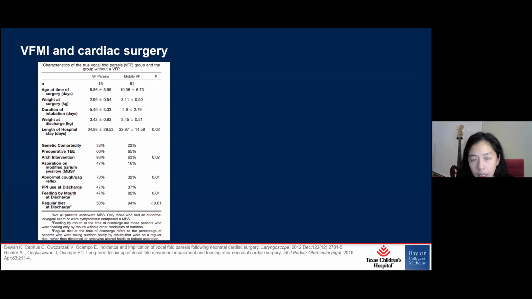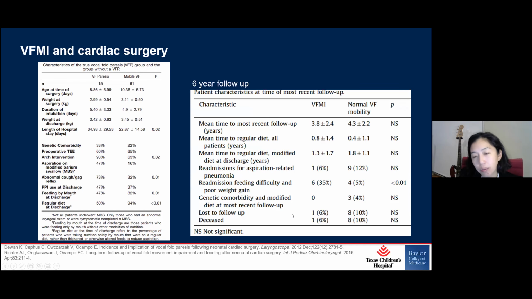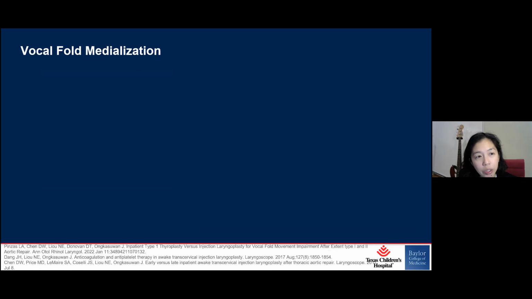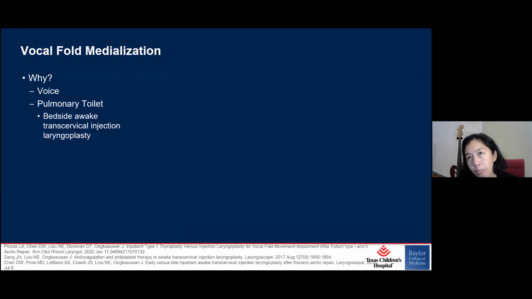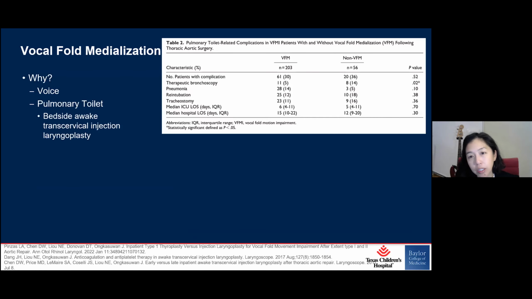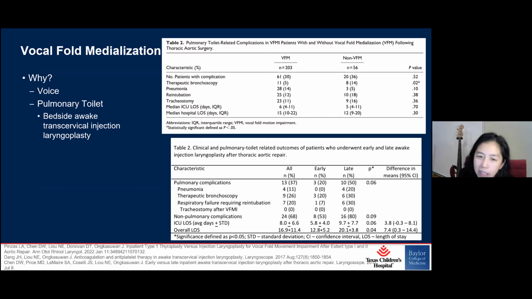This is again, in our cardiac population, we've looked at the prolonged lengths of stay, and they have higher risks of readmission if they have a vocal fold paralysis. So again, what can we do as surgeons? We can try to do vocal fold medialization to try to decrease the risk of aspiration, to decrease the need for antibiotic use. This is data, actually my own data, in my adult population about doing early bedside vocal fold augmentations that we can decrease the acute pulmonary complications after aortic surgery.